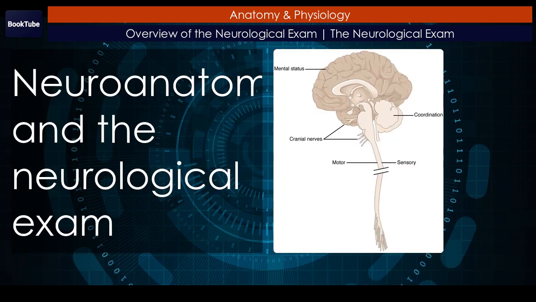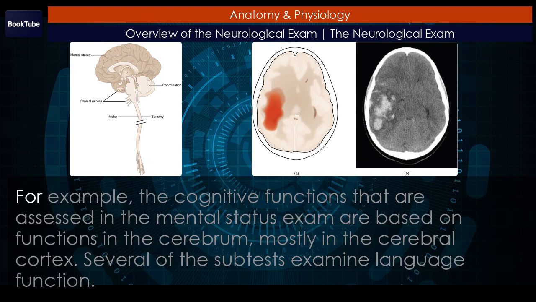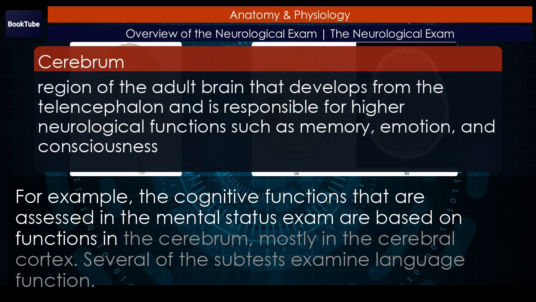Neuroanatomy and the neurological exam. Localization of function is the concept that circumscribed locations are responsible for specific functions. The neurological exam highlights this relationship. For example, the cognitive functions that are assessed in the mental status exam are based on functions in the cerebrum, mostly in the cerebral cortex.